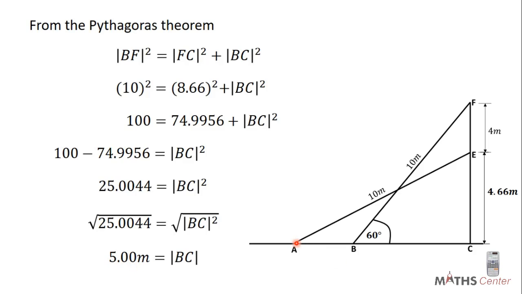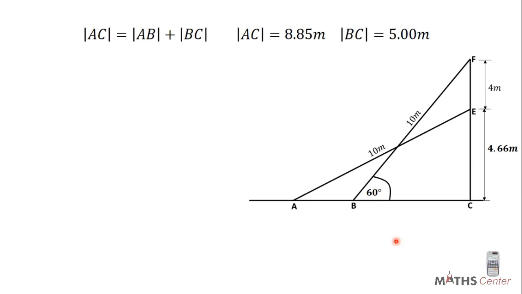So we now have AC. We also have BC. We can see from this diagram that moving from A to C, or length AC, is equal to length AB plus length BC. We have AC and we have BC. So we will say that 8.85 meters is equal to AB, which we are looking for, plus BC, which is 5.00 meters.